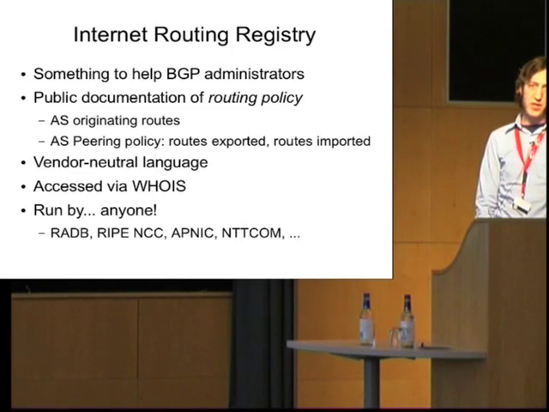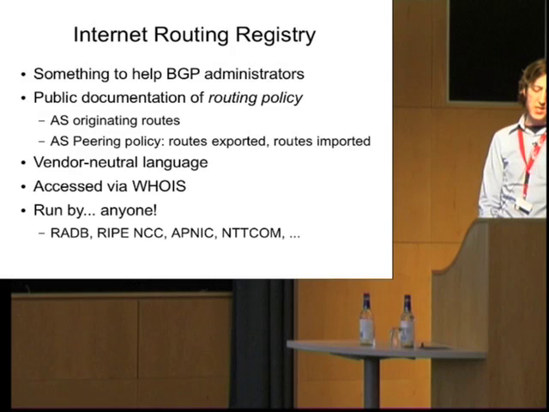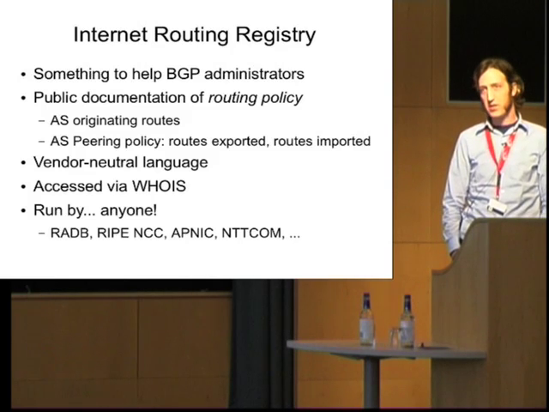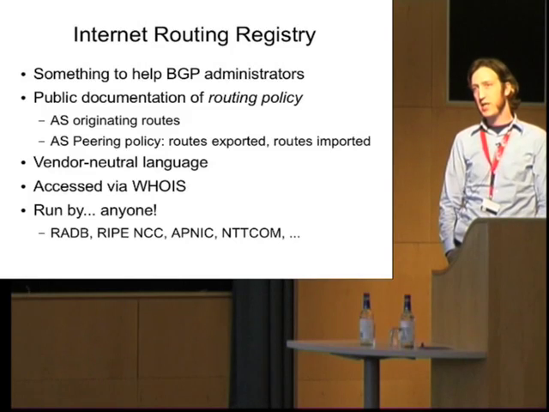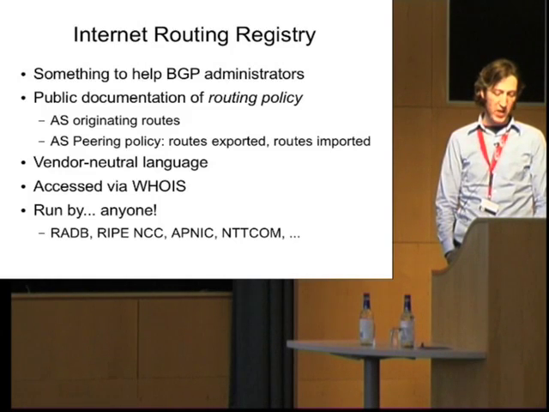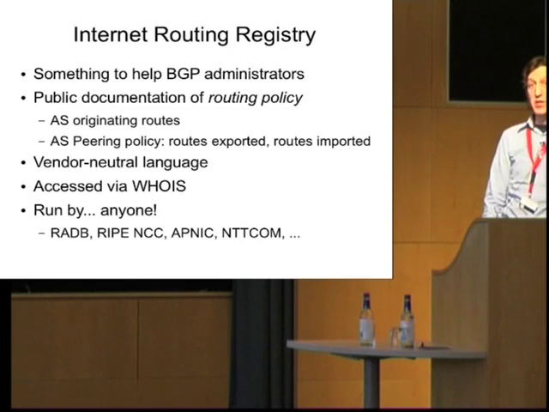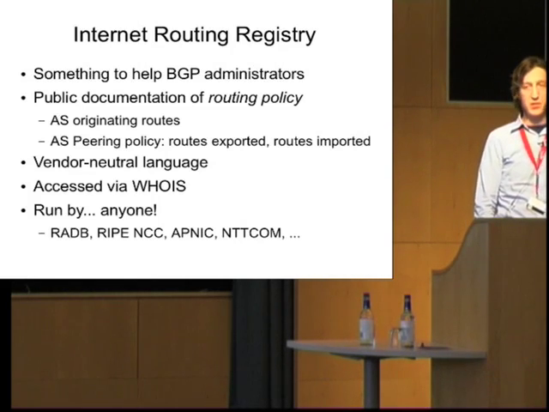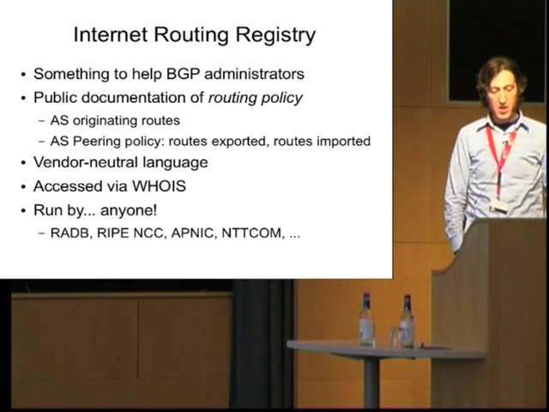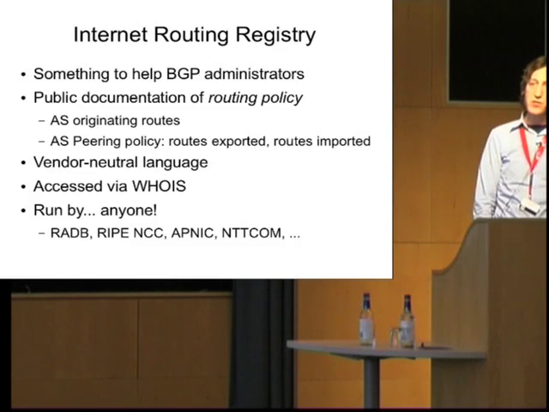So it's a database that stores BGP policy information. It has information about which routes each AS is originating, and it also has more detailed peering information. So within each AS, you can say which routes you accept, which routes you will export, and things like that. It's a vendor-neutral language, so it doesn't matter whether you're using Cisco's or Juniper's or PC-based software or whatever. It's accessed via Whois.